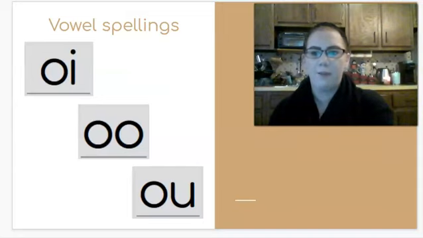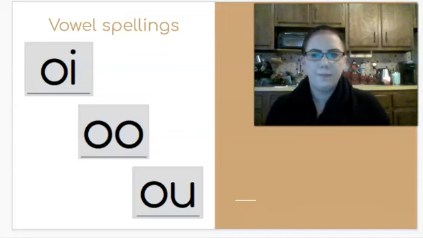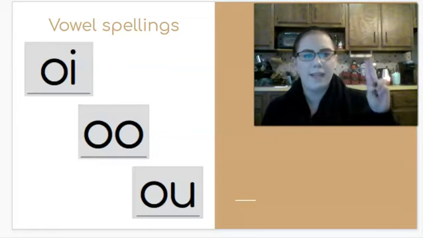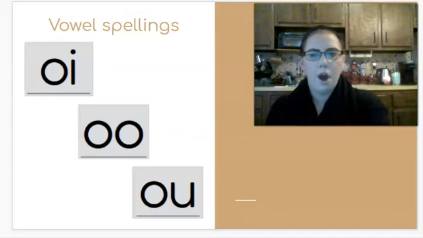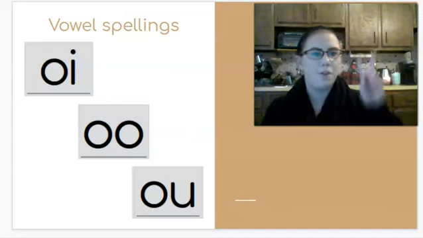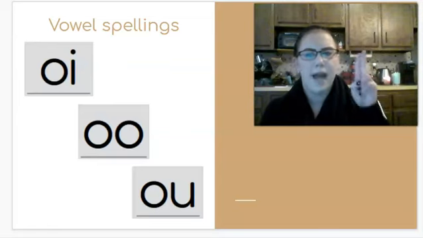Let's look at the vowel digraphs we've learned so far. OI says oi. It's two vowels working together to make one sound. Two O's says ooh. Two O's can also say uh, as in look. OU says ow. Remember, these are all two vowels that work together to make one sound.